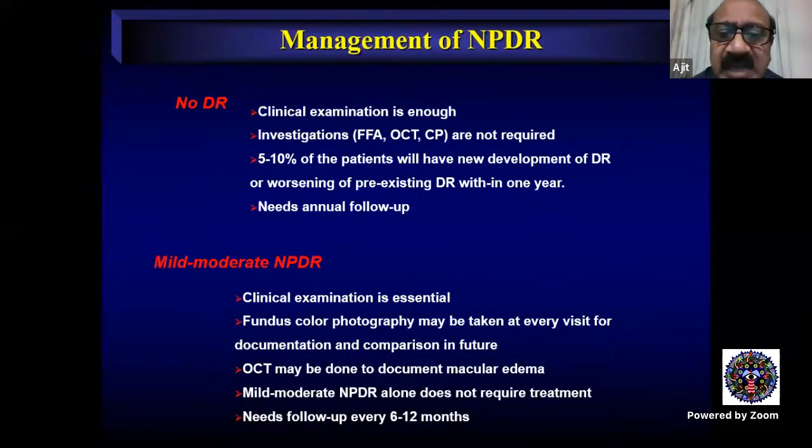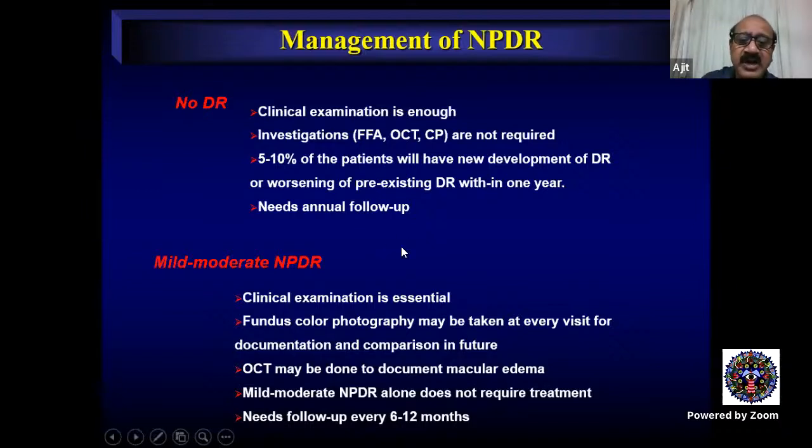So how to manage non-proliferative diabetic retinopathy? Again, if no diabetic retinopathy, then clinical examination is just enough. Investigations for no diabetic retinopathy: don't investigate at all. You can take a color fundus photograph as a baseline, and if there are any changes happening, you can compare with that. Otherwise, usually at this stage, annual screening is just sufficient.